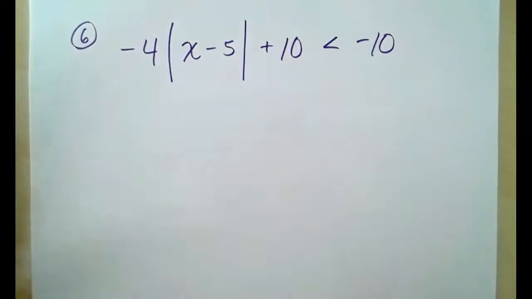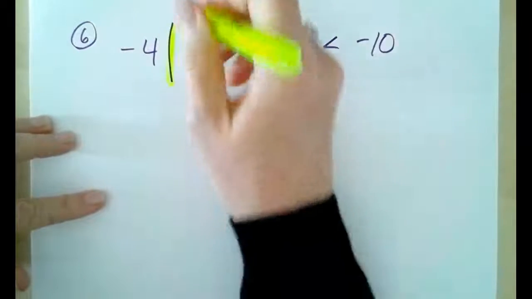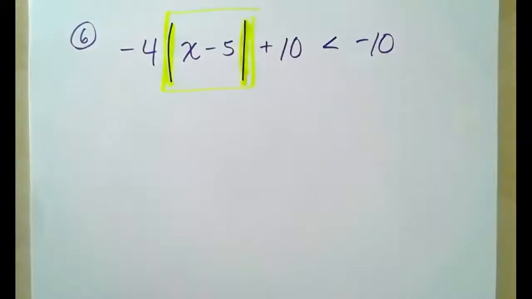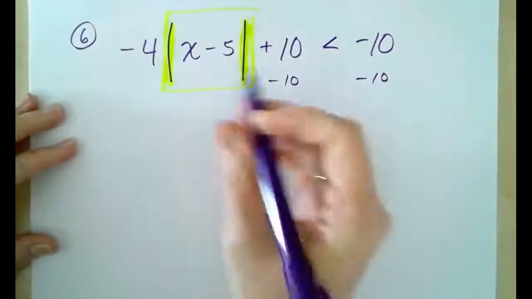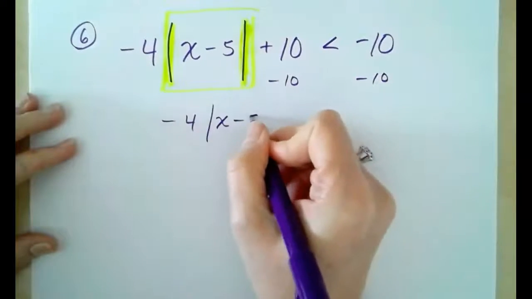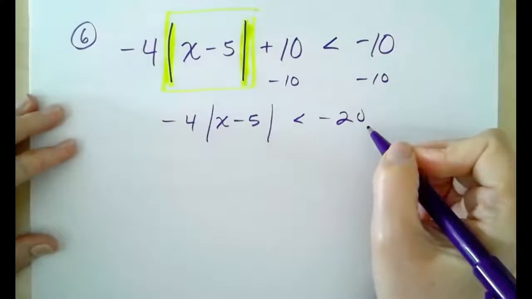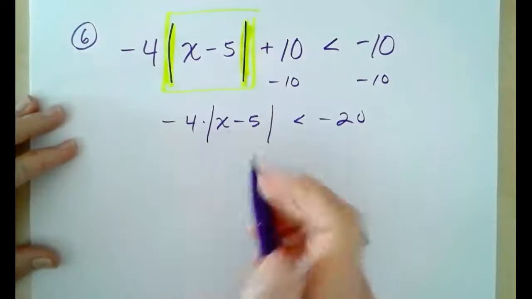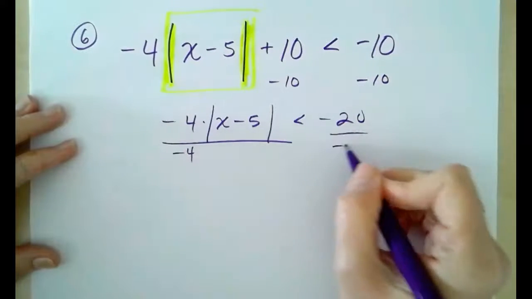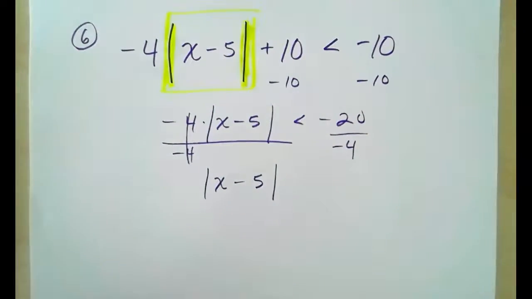Number 6, another absolute value. And remember, our goal in step 1 is to get the absolute value by itself. That's what we have to isolate right there. So we're going to start by subtracting 10 from both sides. Negative 10 plus negative 10 is negative 20. We're still not done yet because we have to undo the times negative 4. So divide by negative 4 on both sides, which of course is the glitch.